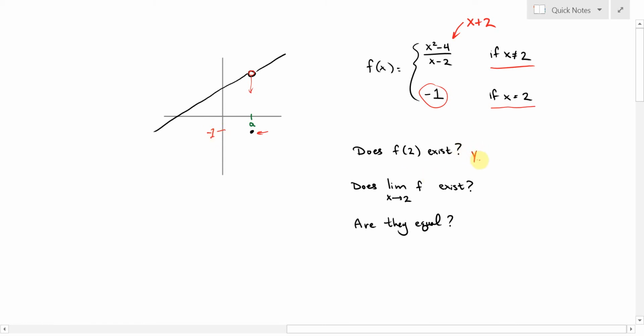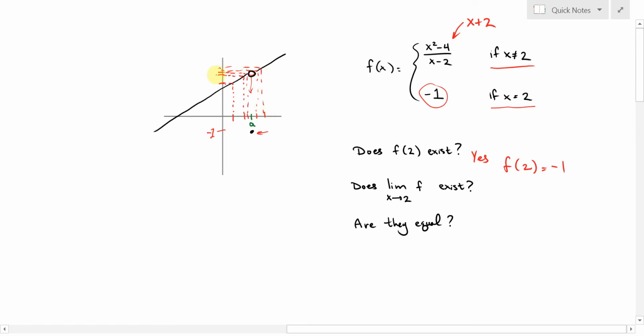Well, the answer is yes. f of 2 is defined to be -1. So it does exist. Does the limit exist? Well, sure. Now it's important to understand that the limit, again, is the same game that we were playing before. You pick points on the x-axis and you look at where they end up on the y-axis when you look at the point on the graph above it. And you pick points closer and closer to the value that you're interested in on the x-axis. And you do it from both sides.